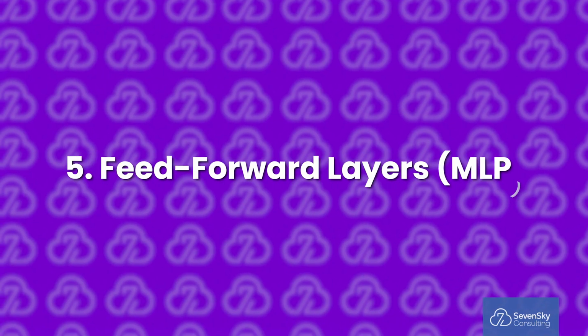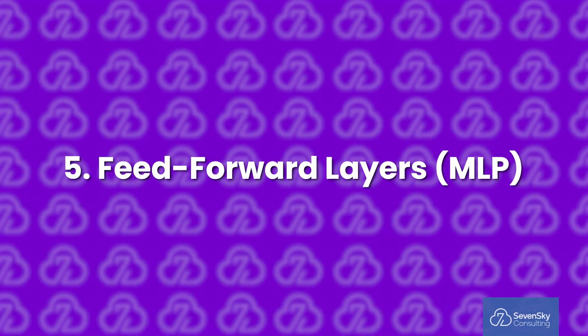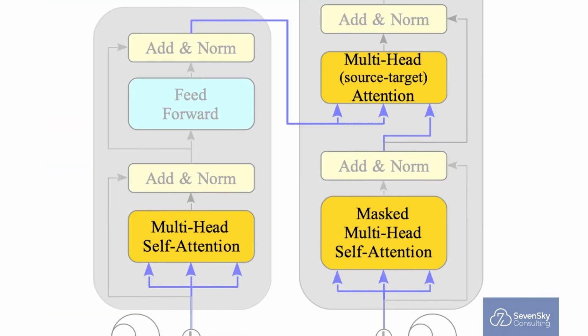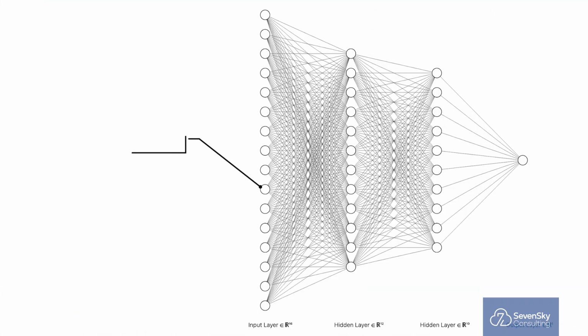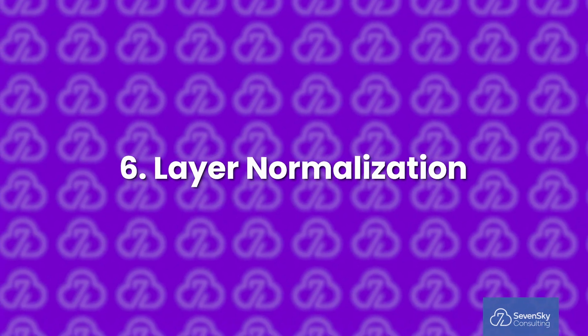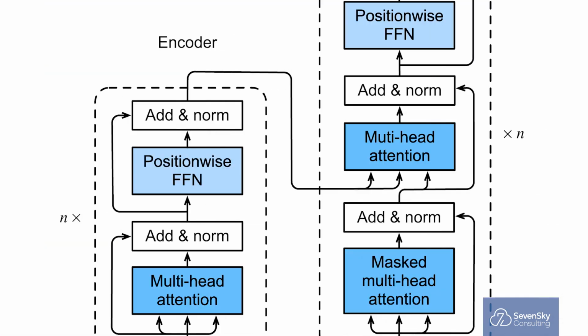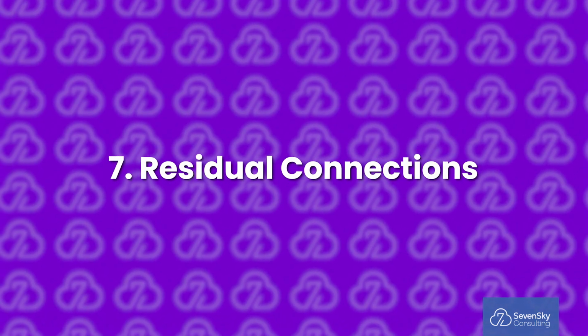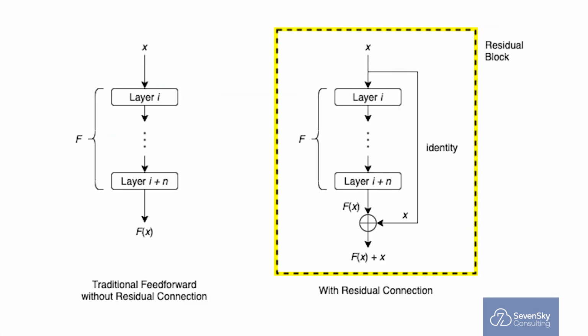5. Feed-forward layers, MLP. After the attention layers are applied, the transformer applies fully connected neural networks to transform the data further. 6. Layer normalization. Each layer includes normalization to stabilize and speed up training. 7. Residual connections. Skip connections are added around each layer to prevent vanishing gradient issues and ensure better information flow.